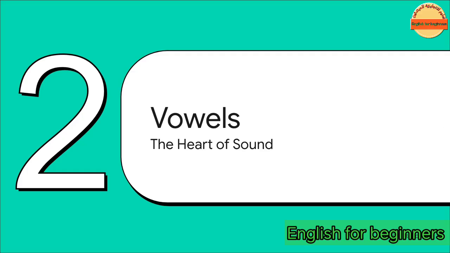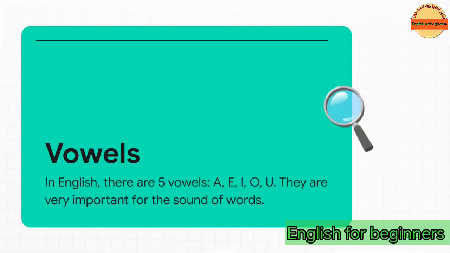Okay, so inside that group of 26 letters, there are 5 special ones. These form the very heart of every sound in English. We're talking about the vowels. So here they are. A, E, I, O, U. These are the 5 core vowels, and what makes them so special is that they're really open sounds. When you say a vowel, nothing, not your tongue, not your teeth, blocks the air from coming out of your mouth. It's like an open channel for your voice.